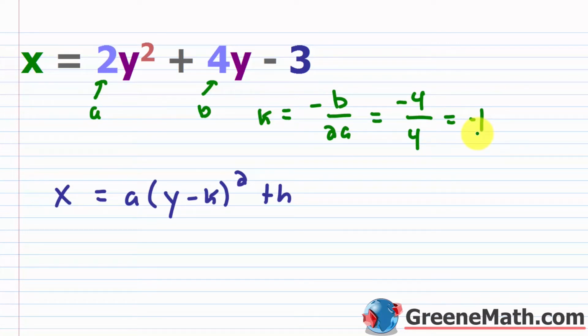Okay, so I could write this as x equals, I know what a is, that's 2, times the quantity y minus the negative 1. And you can put plus 1, but for the sake of matching this up, I'm going to put minus a negative 1 here.